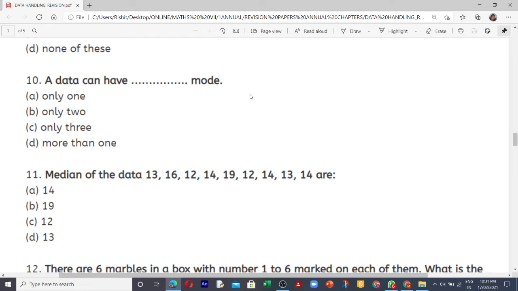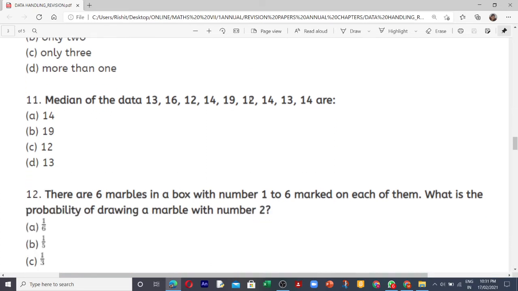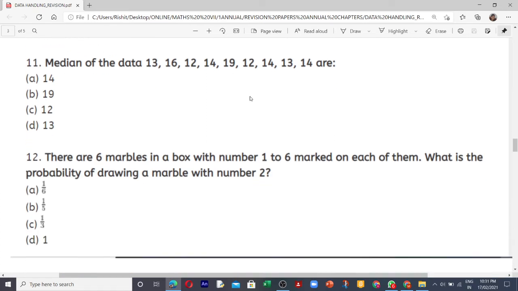Now let's move to the 12th question. Should I go? Median is over now, I think. Question number 11 you have done. Now question number 12. This is a probability question, children, so we are not doing this.